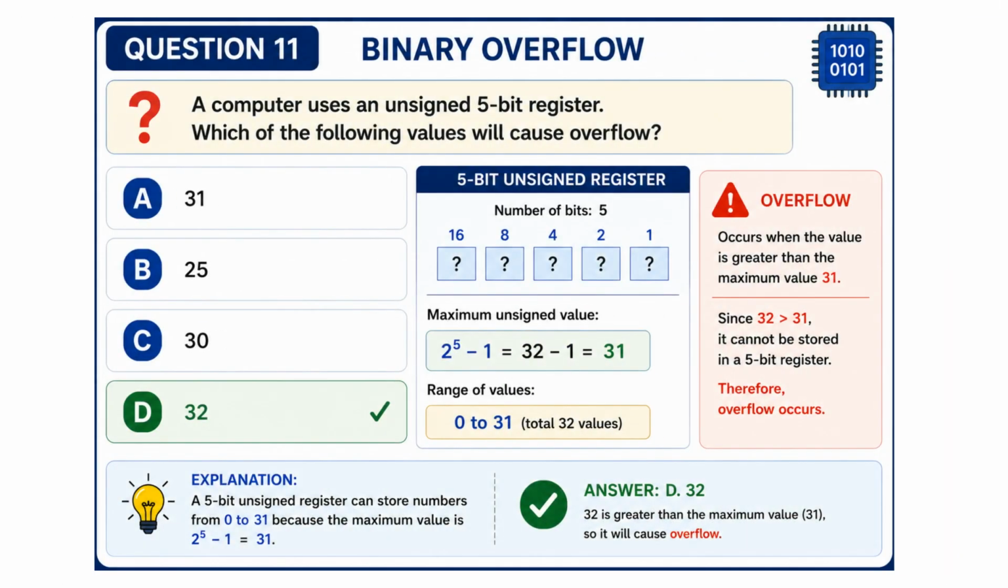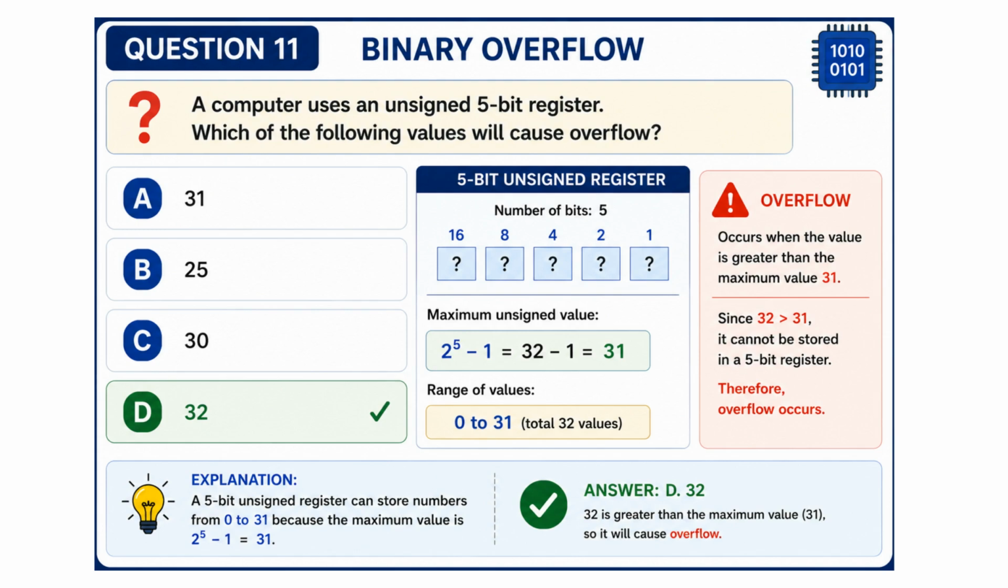A computer uses an unsigned 5-bit register. Which of these values will cause overflow? To answer this, we first need to know the largest value a 5-bit register can store. We use the formula 2^n minus 1, for 5 bits. 2 to the power of 5 is 32. 32 minus 1 equals 31. So a 5-bit unsigned register can store values from 0 to 31.